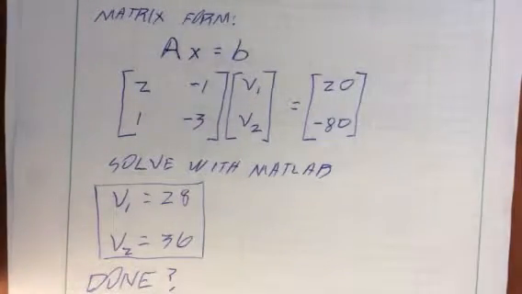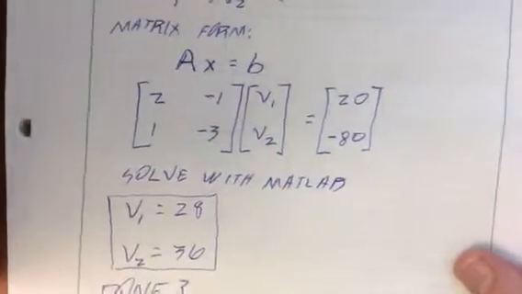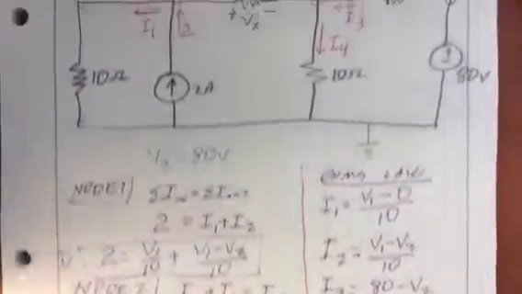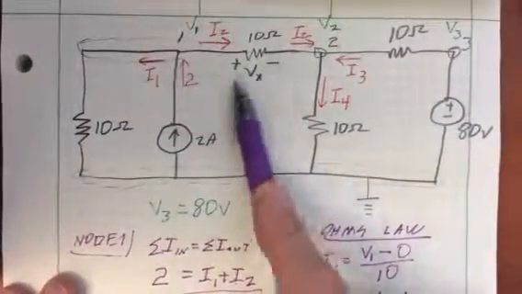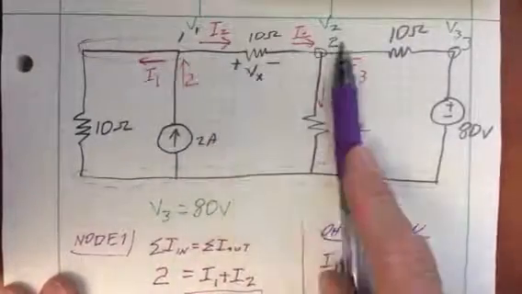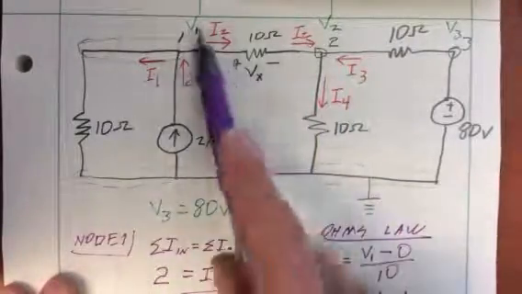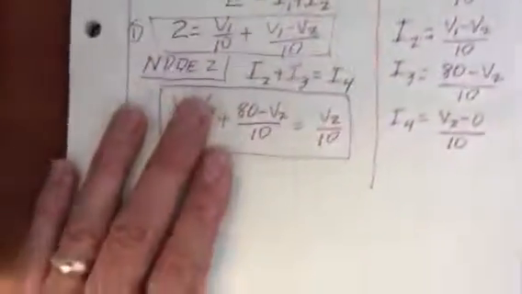Yay! We now know V1 and V2. Are we done? Well, I don't know. Let's go look at this. What were we asked for? We were asked for Vx. And Vx is V1 minus V2. So to get Vx, we have to take V1 minus V2. I'm not quite done.